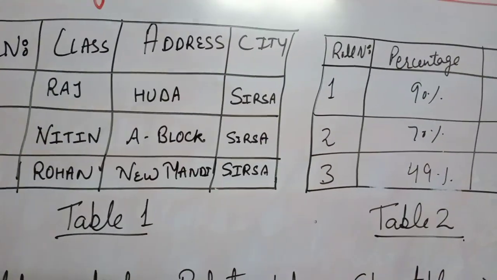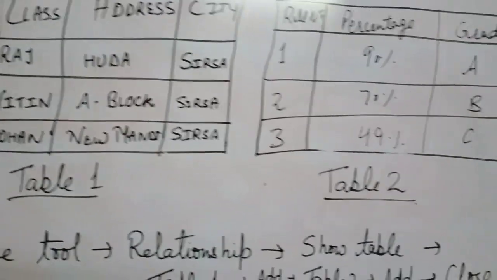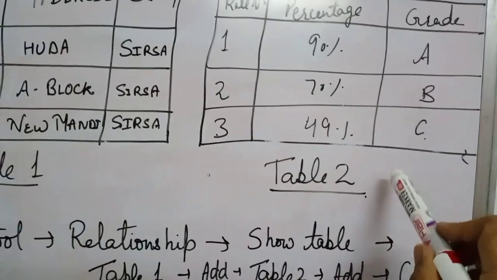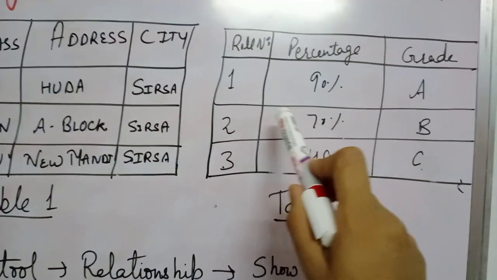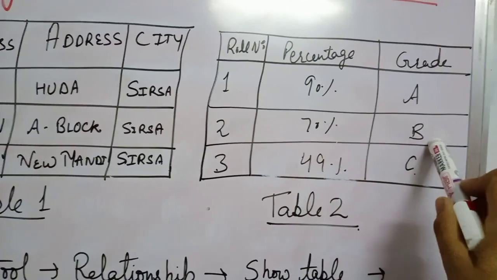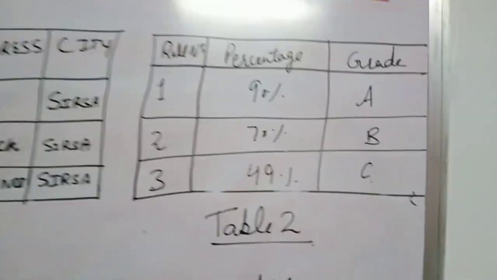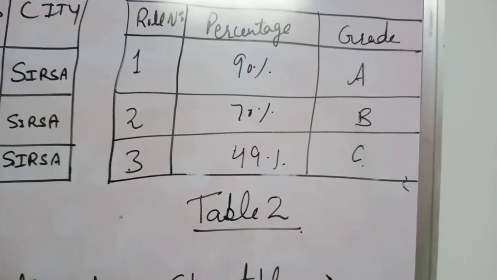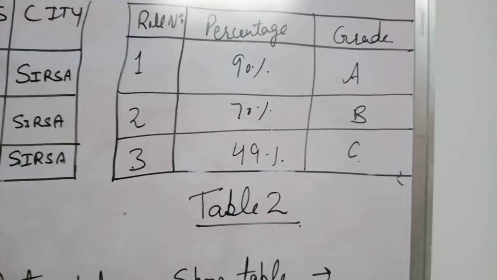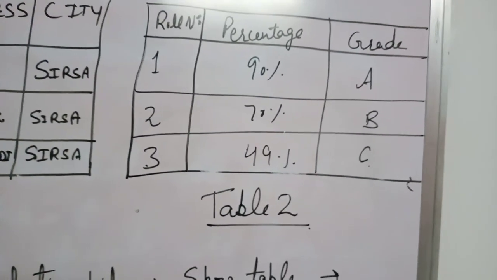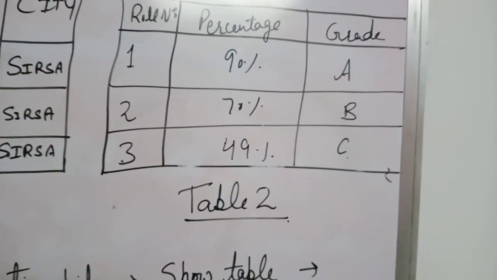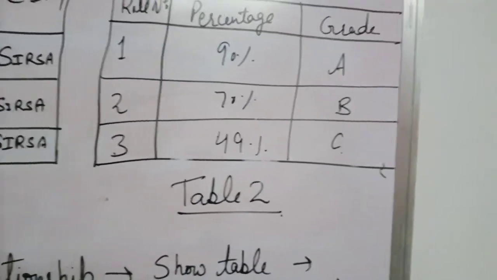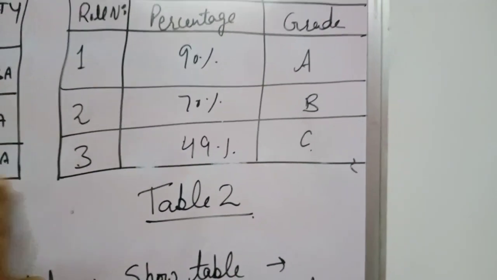So whenever we want the information, if we are using this table 2, and we are getting here roll number 2 is getting 70% marks and his grade is 2, and the principal wants to send the congratulate letter to his house. So how can he send it? He needs his address, and that address is in table 1.